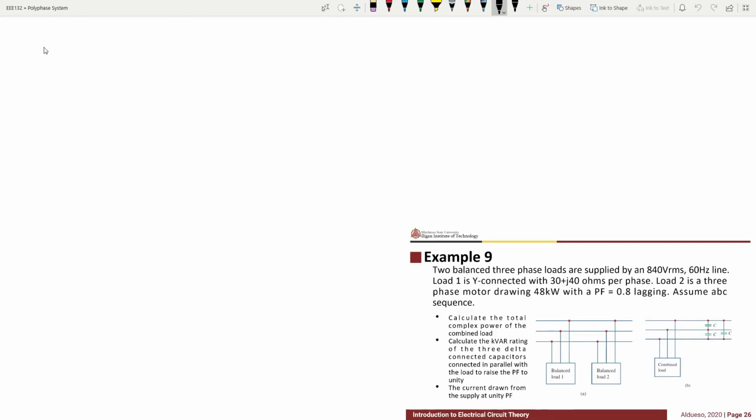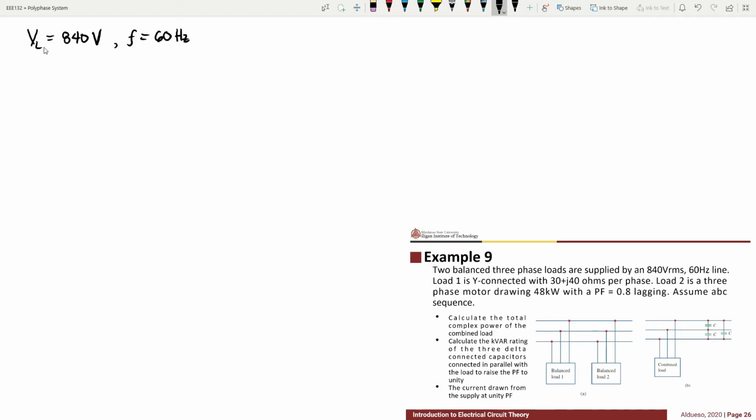So first, let us write the given values. We have 840 VRMS as our V line, and the frequency is 60 Hz.